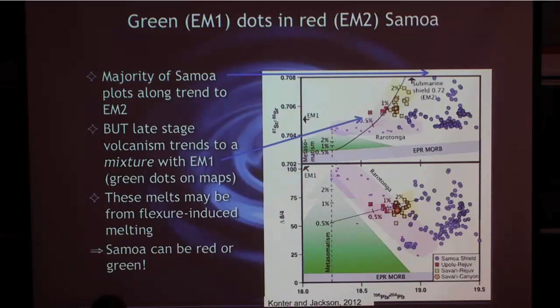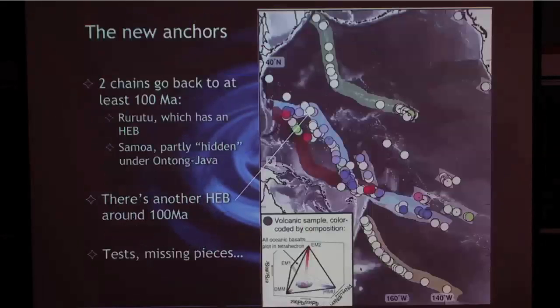And so in the Cook Australs, the array is fairly tight in terms of its range and compositions. In Samoa, it goes out to very extreme EM2, and then the late-stage rocks actually go out towards EM1. Not as extreme in most cases, but it does jump around. So there is an explanation, and it does fit. All right. So in the interest of time, I'll park it here.